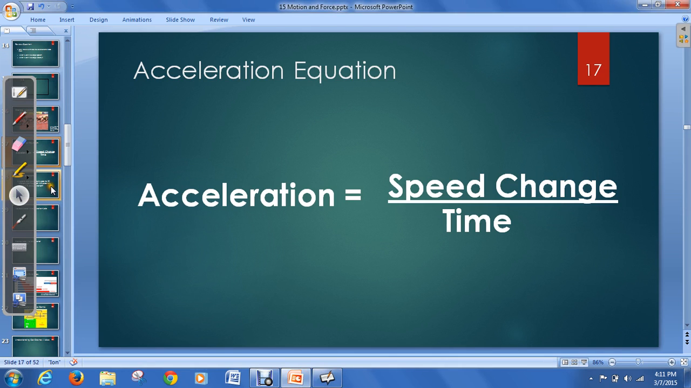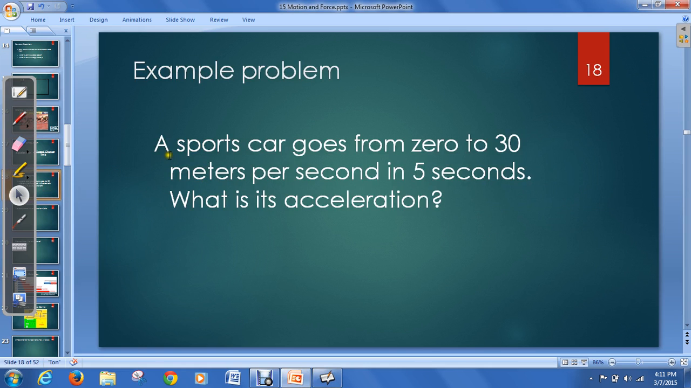Okay, let's try one example problem really quick. A sports car goes from 0 to 30 meters per second in 5 seconds. What's the acceleration? Well, the change in speed from 0 to 30 is just 30, right? So the acceleration, I'll just abbreviate it here as accel, equals 30. The change in speed was 0 to 30, so the total change is 30 over the time it took. So that's 30 over 5, which is going to give us 6 meters per second per second, or in other words, 6 meters per second squared.